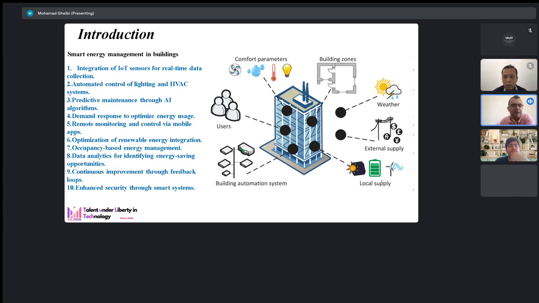Also, we need to check the data analysis to find what are the most opportunities for saving energy. We are focusing on the international standard, which is always required, and we need improvement. Also, in our case, we need to check continuous improvement through feedback loops. Also, we need to check improvement of building security through smart systems.